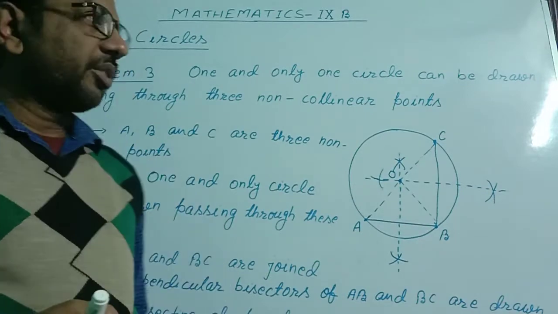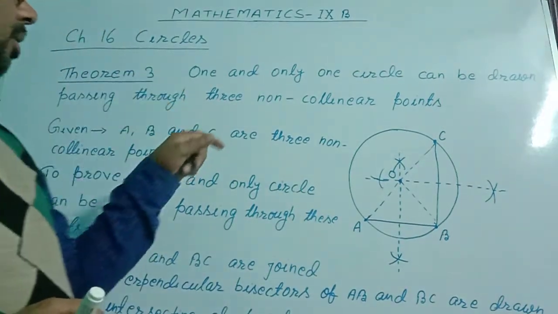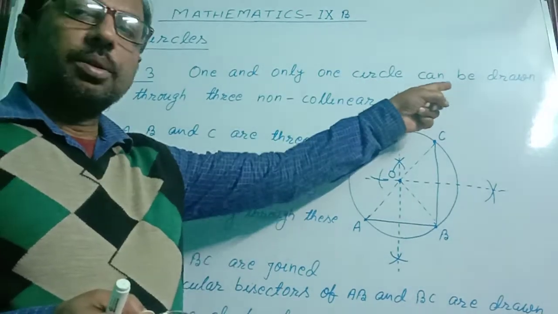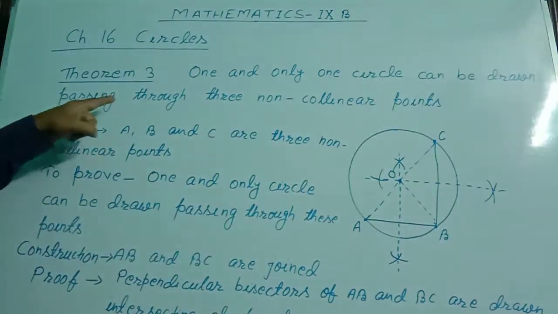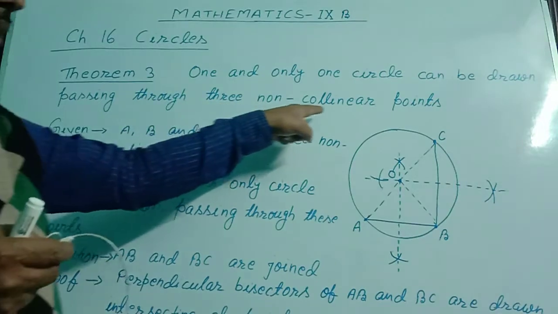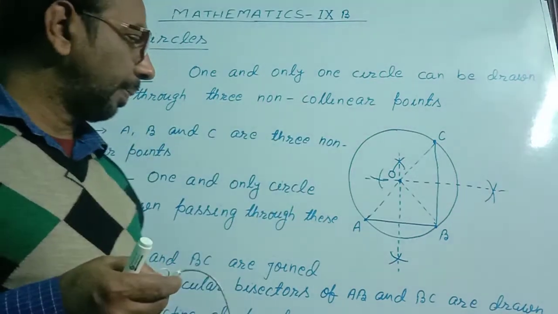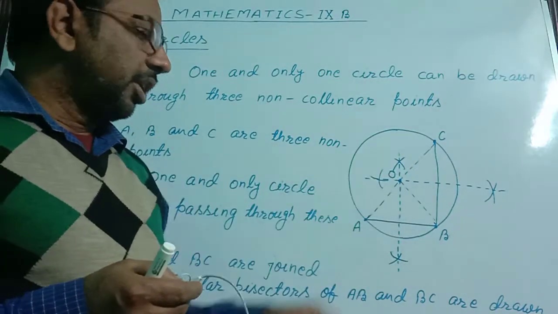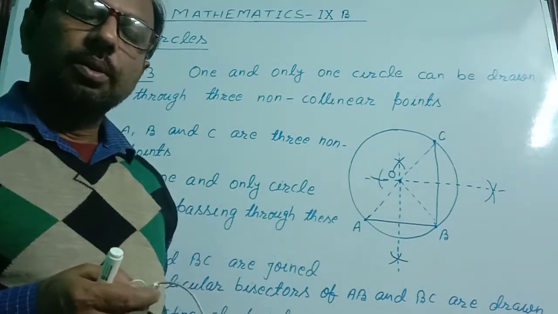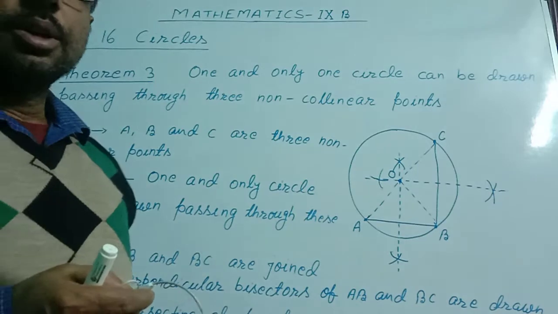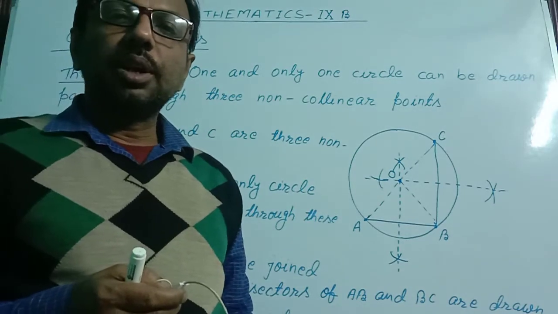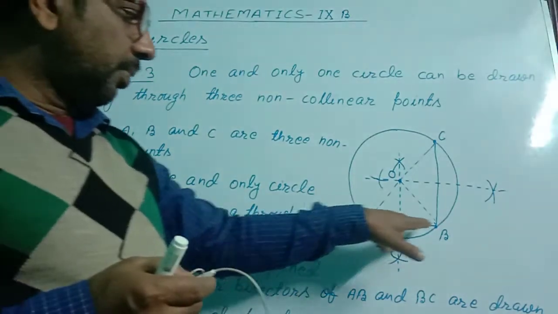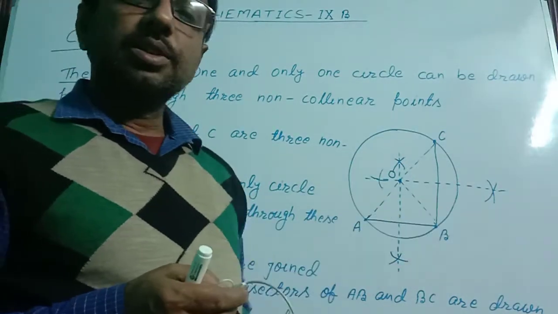After that we have the next theorem, theorem 3. The statement is: one and only one circle can be drawn passing through three non-collinear points. These 3 points are non-collinear points. Non-collinear points means the points that do not lie in a straight line.